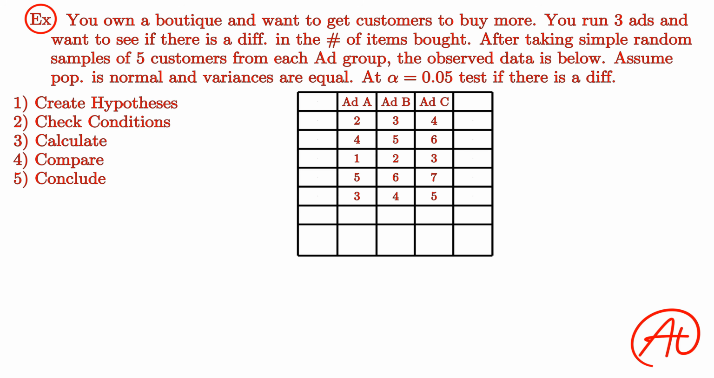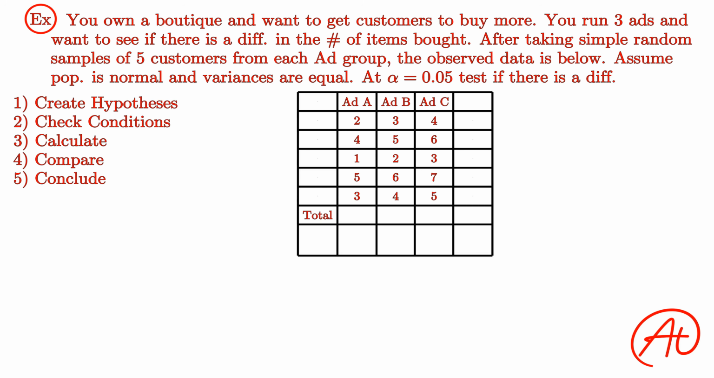Okay, first, let's look at the data that was provided. In the table, each column represents the group of customers who were shown each of the 3 different ads, and each row represents how many items a specific customer from that sample of that group bought. Now let's finish organizing our data in the table by calculating some values that will be useful later in the problem. First, let's calculate the total number of items bought in each group.